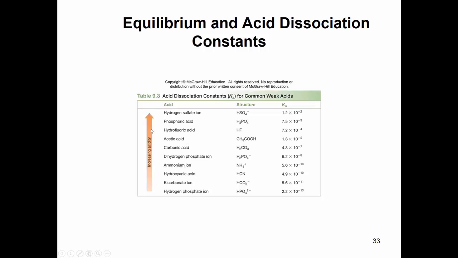As we move up, just like our other table we looked at, we increase in acidity. So this number is larger than this number and this one, and the larger the Ka, the more acidic. All right, I hope this helps.